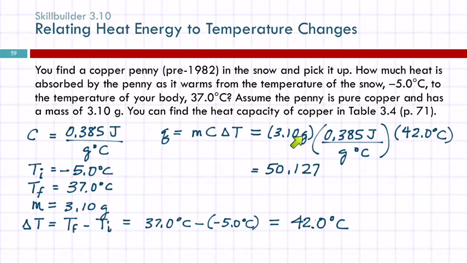Well, here I have a gram that's in the numerator and a gram that's in the denominator. When you write this as a vertical fraction, it's easier to see what's on top and what's on bottom. This gram cancels with that gram. And here I have degrees Celsius in the denominator and degrees Celsius in the numerator, and those cancel out. And the unit that's left is joules, a unit of energy.